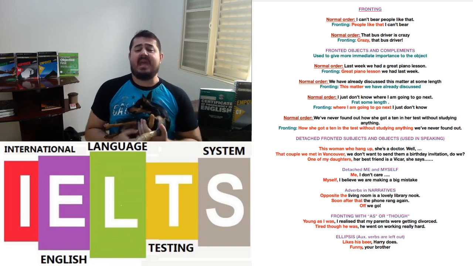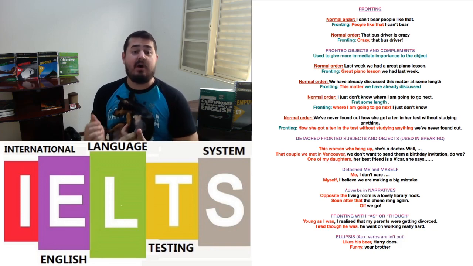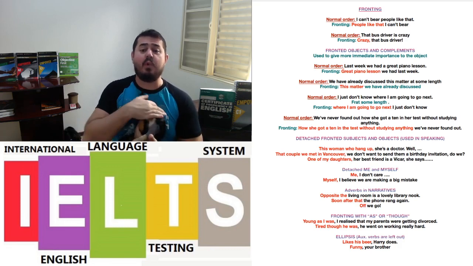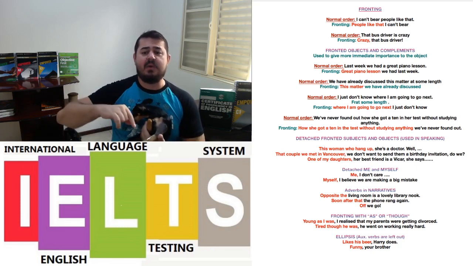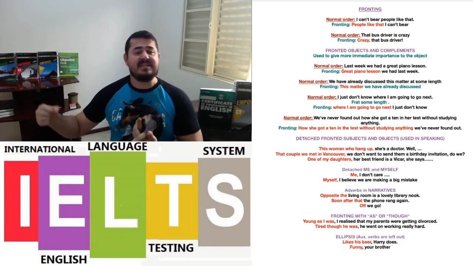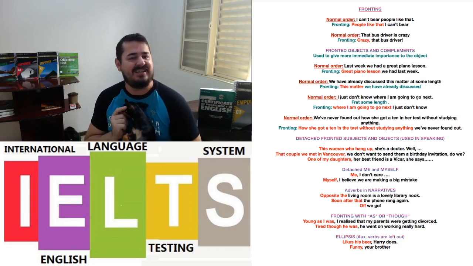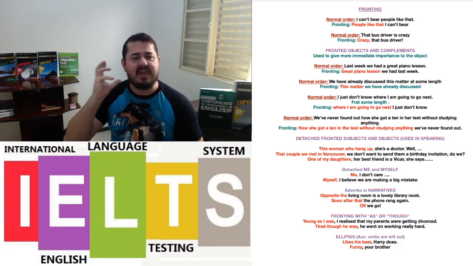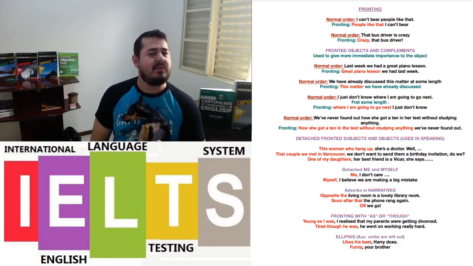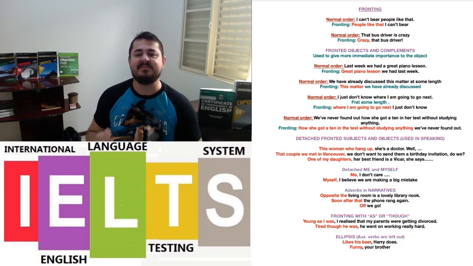Now, sometimes we can use fronted objects and their complement, alright? And in that way, basically we give more immediate importance to the object. So let's see some examples, you're going to understand that. The normal order would be, last week we had a great piano lesson. But if I use the fronting technique, I'm going to say, great piano lesson we had last week. So, can you feel the difference? Can you hear the emphasis that I gave to great piano lesson? Great piano lesson we had last week. Alright? So, I use the fronting technique.